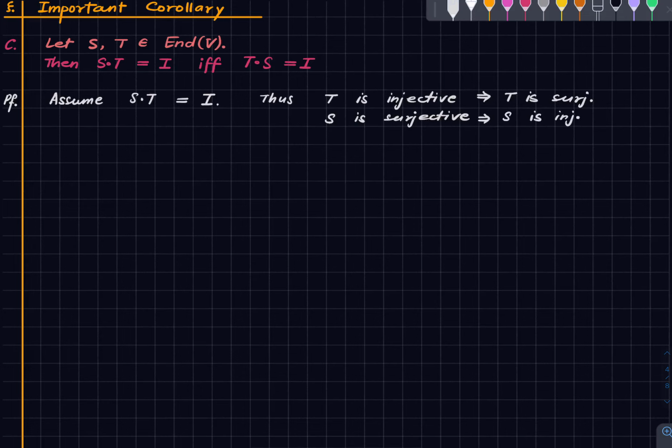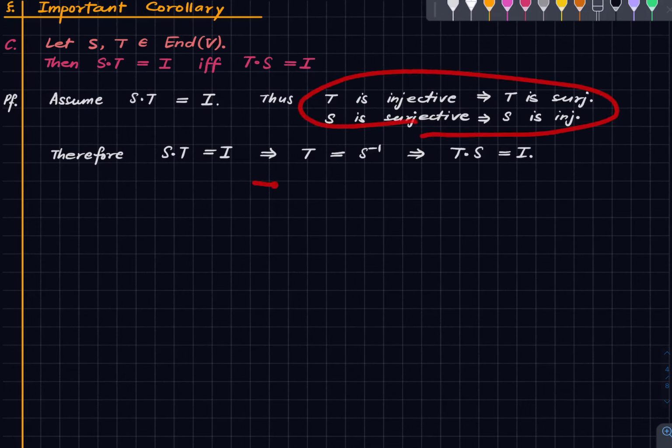So both S and T are bijections, and therefore, now it's a set theoretic thing. Therefore, the equation that we started with implies T is the inverse of S, which implies this is the case. So from this point on, it's just a set theoretic deduction.